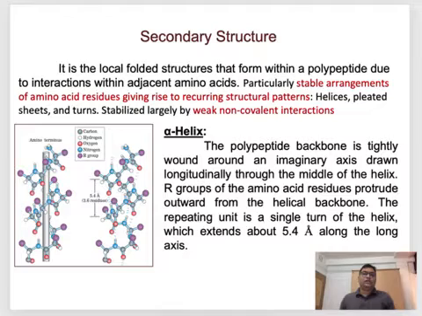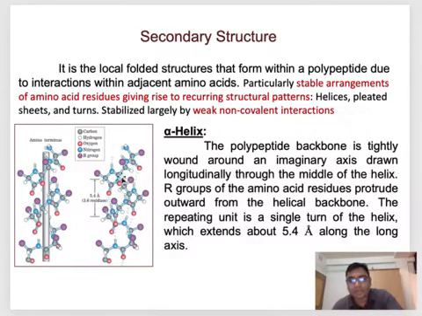Now the secondary structure. The secondary structure is the local folded structure that forms within a polypeptide chain due to interactions between adjacent amino acids. Basically, these interactions are mainly hydrogen bond interactions. Anyway, particularly stable arrangements of amino acid residues give rise to recurring structural patterns.